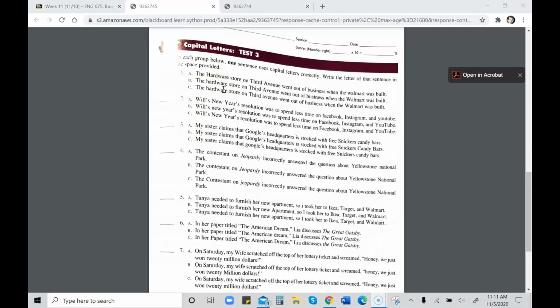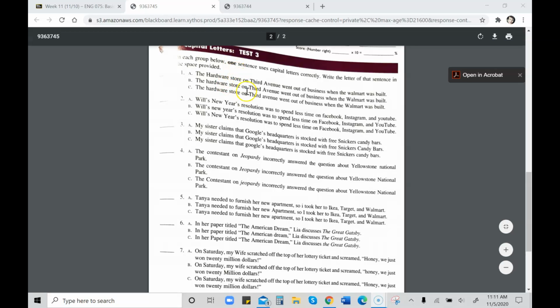So let's take a look and go through what we're focusing on here. So we have 3rd Avenue, so that's the title of a street. We have business and Walmart's capitalized. All right. And then the C, the only thing that's been changed is that Avenue has been changed to a lowercase a. So now you have to ask yourself, well, what is the rule that goes with this?